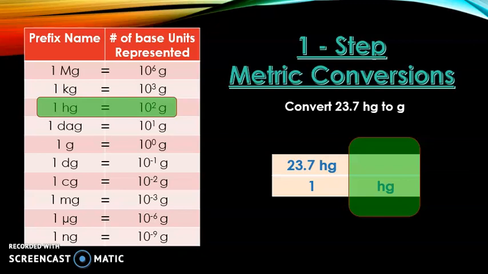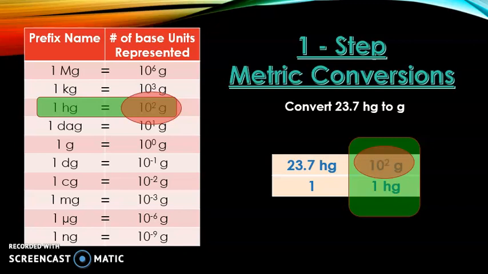I already know that hectograms has to be on the bottom. And I'm just going to simply put the number that goes with that from my equivalent statement down into my fraction. So you can see already in my chart, a 1 goes with hectogram. So I need to put a 1 in front of the hectogram in my problem. And now to fill out the top half of the fraction, we're going to use the other half of the equivalent statement for that. And that's the 10 to the second grams. So 10 to the second grams has to get filled into the top half of my fraction.